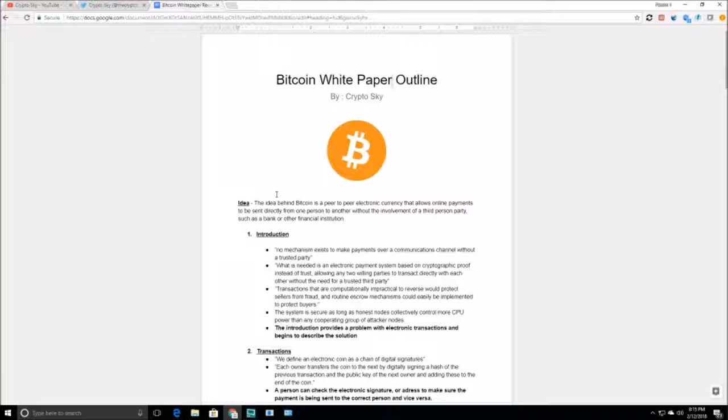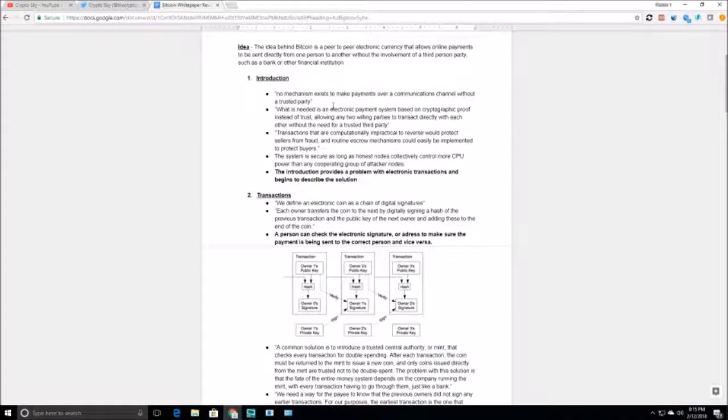In the white paper, what it basically does is give a general idea of what Bitcoin is and explain the process of Bitcoin and how it works. And it's listed into different sections. The first section is the actual introduction, and I have some quotes here from the actual white paper. So anything you see in quote marks is from the white paper, word for word, and anything in bold is just my personal thoughts.